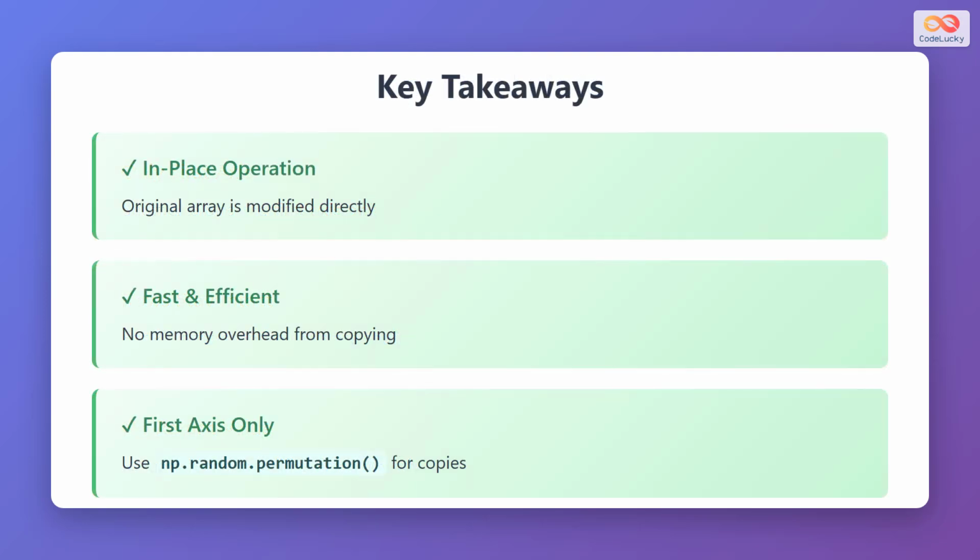Let's summarize the key points. First, shuffle is an in-place operation, meaning the original array is modified directly. Second, it's fast and efficient because there's no memory overhead from copying data. Third, it only shuffles along the first axis. If you need a shuffled copy instead of modifying the original, use np.random.permutation instead. Now you're ready to use shuffle in your own projects.